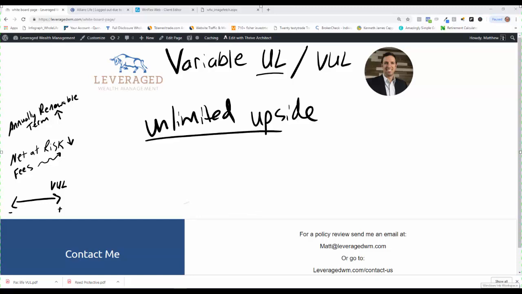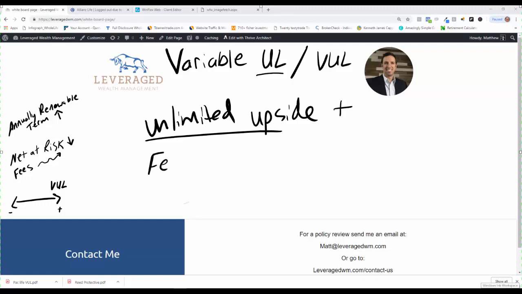I've seen variable universal life contracts with huge returns from year to year. It happens, okay? Unlimited upside. If you catch a bull market, you should hope to capture the majority of the bull market. So that's the good. Let's talk about the 2 negatives as it relates to VUL.